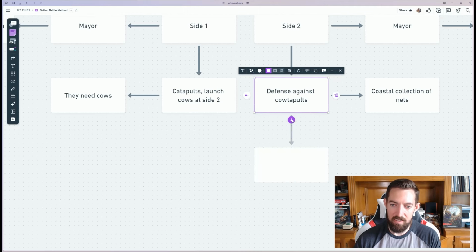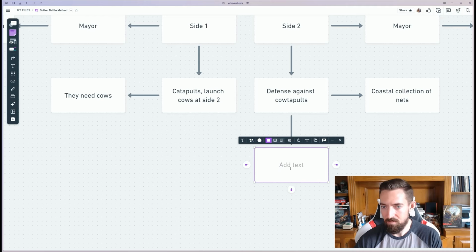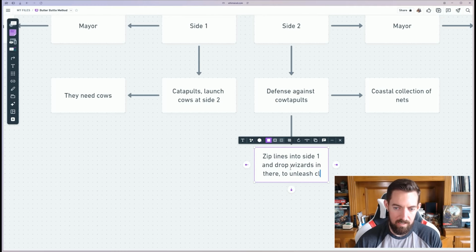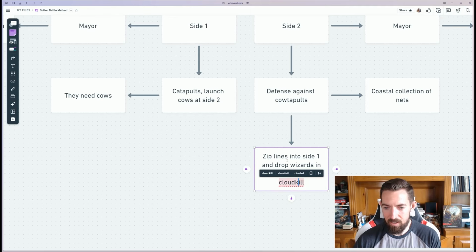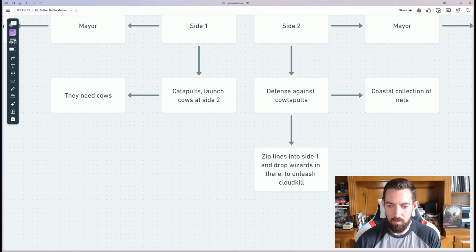Ultimately, you can then say, you know what, we're going to go on the offensive with side two. Side two decides, okay, we're tired of this, and we're going to create some zip lines into side one and drop wizards in there to unleash Cloud Kill. A lot of Cloud Kill spells. So it's going to stink, or I guess that's Stinking Cloud. Cloud Kill is more just, it's going to poison them and really put side one in a bad spot.